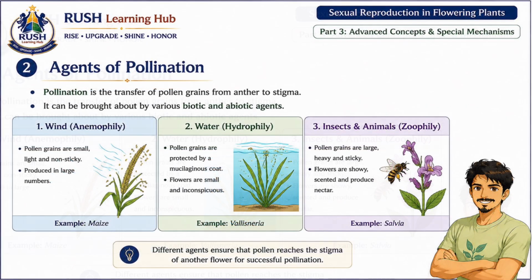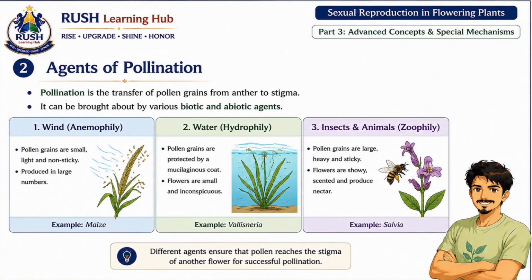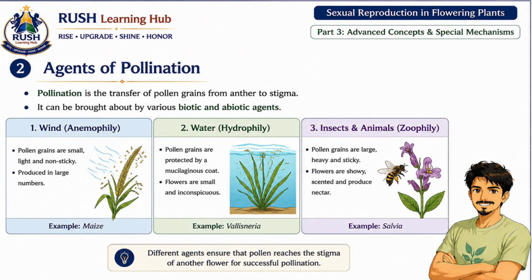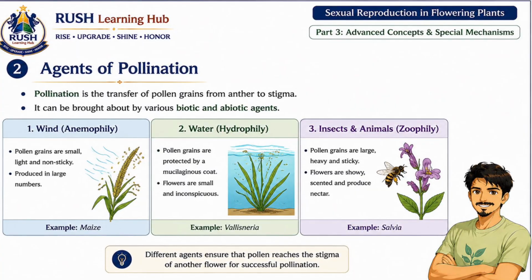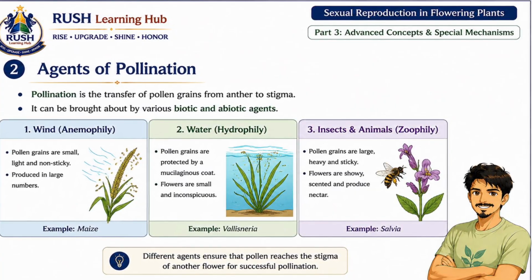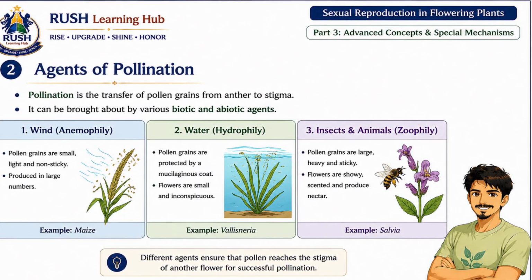A well-known NCERT example is Vallisneria. In Vallisneria, female flowers reach the water surface, and male flowers or pollen are transported by water currents to achieve pollination. Animal pollination, zoophily. Most flowering plants depend on animals for pollination.